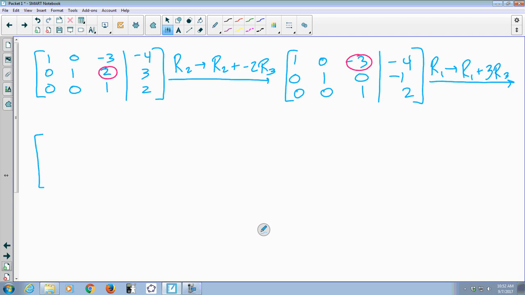Row 1's the only one that's changing, so I usually start by copying the things that don't change so I don't mess them up. Okay, so row 1 is going to become itself plus 3 times row 3. So 3 times 0 plus 1 is still 1. 3 times 0 plus 0 is still 0. 3 times 1 plus -3 is 0. 3 times 2 plus -4 is 2.